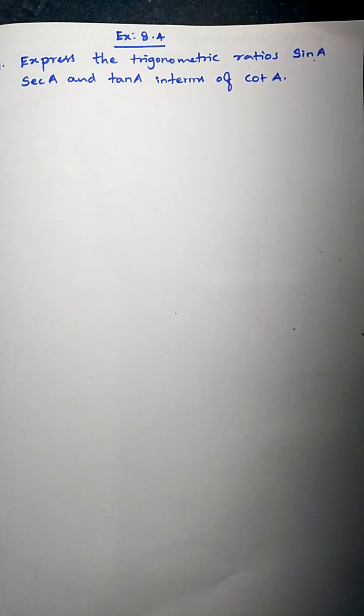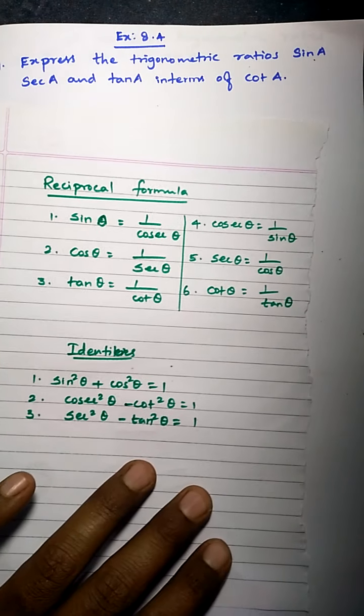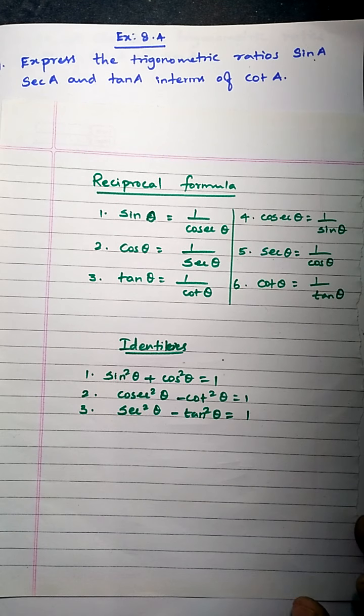Today we are going to discuss trigonometric identities, exercise 8.4, question number 1 and 2. Before going to the topic, let's recall some formulas we use in this chapter. So here we have the formulas. First, the reciprocal formulas, there are 6, and trigonometric identities, there are 3. We are going to use all of these. If you have any doubt, please go through these formulas in between. Okay, so let's get into the question.